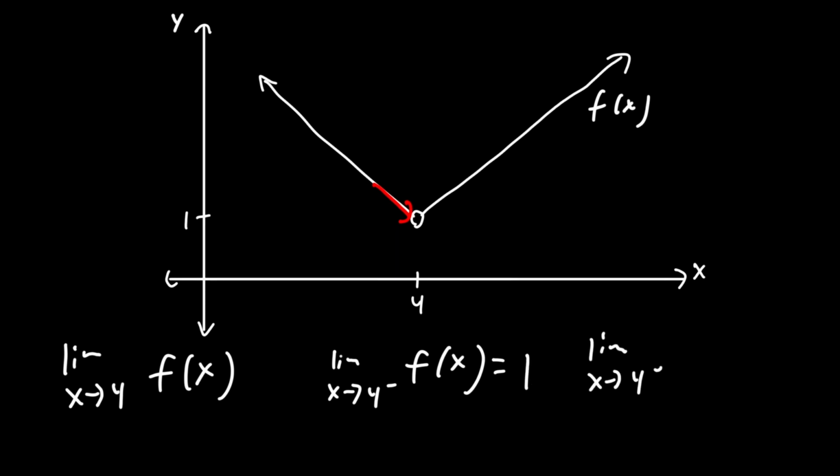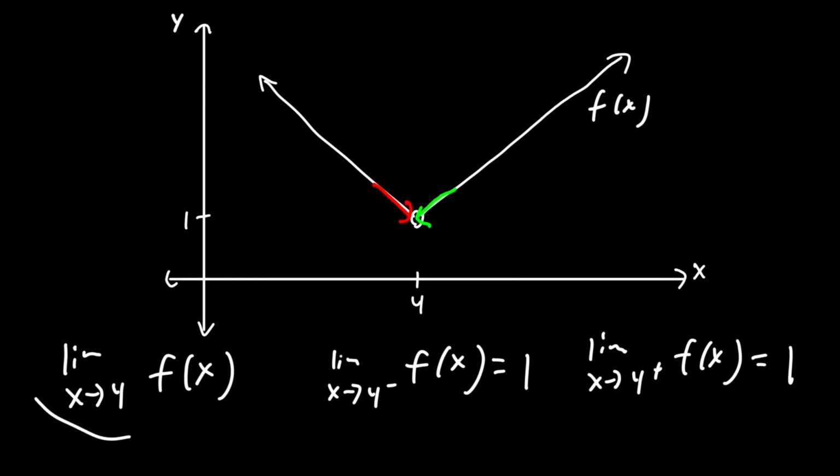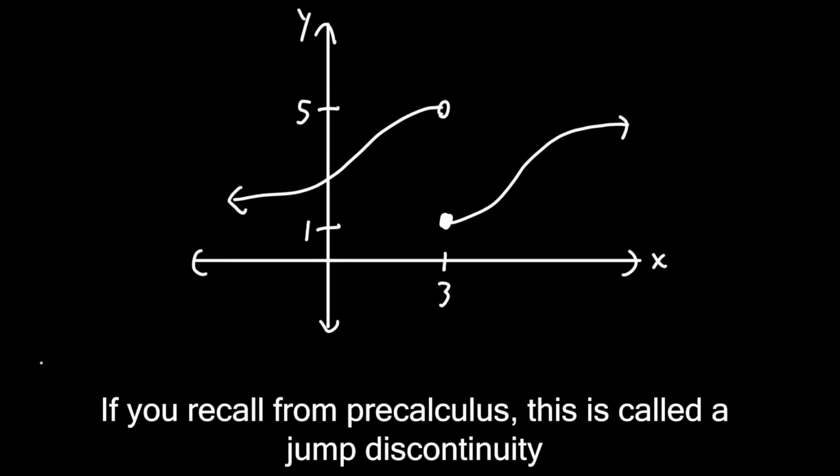Now let's approach 4 from the right side. As we approach from the right side, when we're approaching x equals 4 from the right side, we're also approaching this point here, where y is 1. So as we approach f of x from the right side, we're also approaching 1. These two match. So that means we can say that the limit as x approaches 4 of f of x is equal to 1.